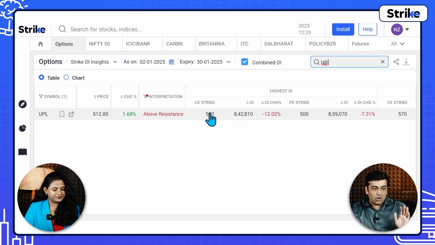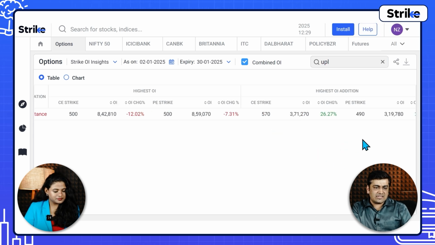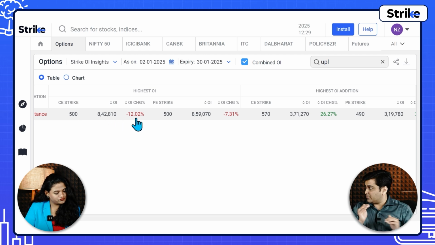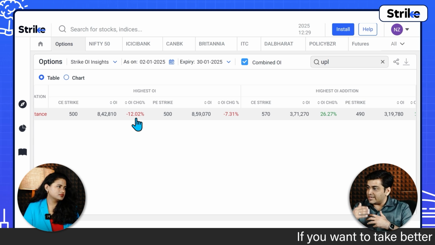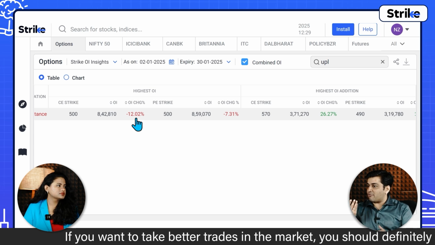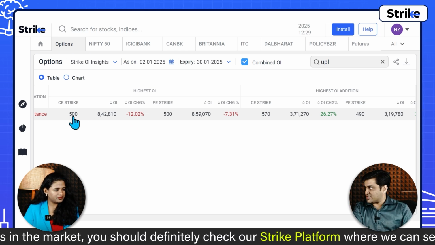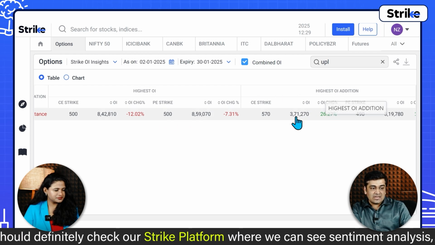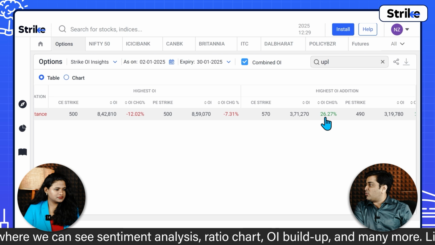Yeah. Now, along with this, what can you see? Now, over here, what can be seen is the highest OI addition. Okay, so on the 500 call strike, there was a reduction of 12%. Meaning, initially, the big people had shorted the call option. All right, now they are squaring it off. So the OI is reducing by 12% on the 500 strike. And now what is happening is that on the 570 strike, the OI has increased by 26%.